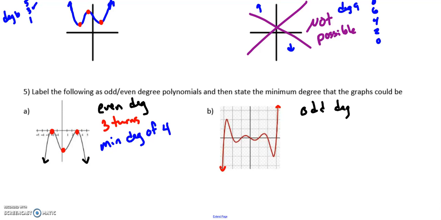Part B, I know it's going to be an odd degree because of the end behavior. They're opposite. If I count up my turns, I have 1, 2, 3, 4, 5, 6 turns. 6 turns means that I have a minimum degree of 7. This has to be a 7th degree polynomial or higher. Could be 9th, could be 11th, etc., but it could not be a 5th degree or it could not be a cubic with that number of turns. So there's a couple quick examples of how the turns and the end behavior fit together.